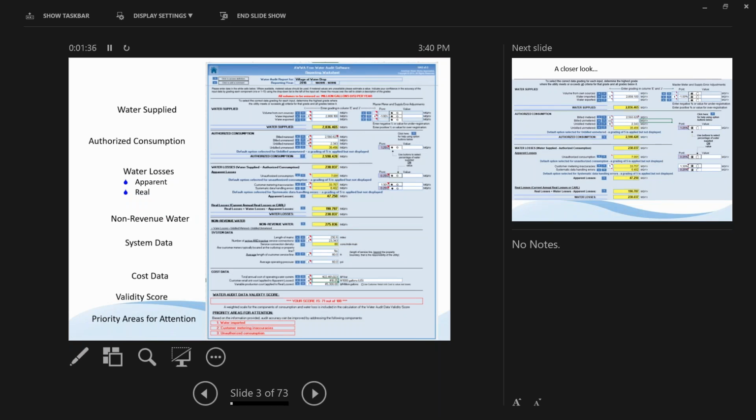And as we go through this, we're going to talk about the specific areas of the audit and the water supplied, our authorized consumption, our water losses, both apparent and real. We're going to speak about non-revenue water specifically, talk about system data, and get into our cost data, talk about validity scores, and then talk about priority areas for your attention.